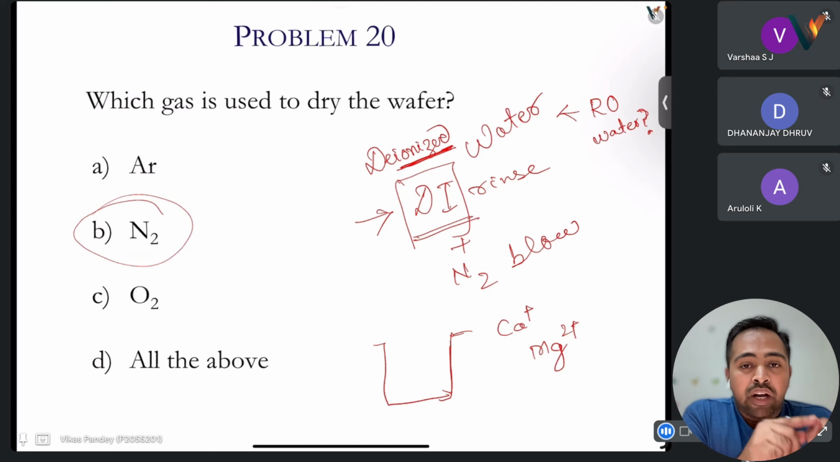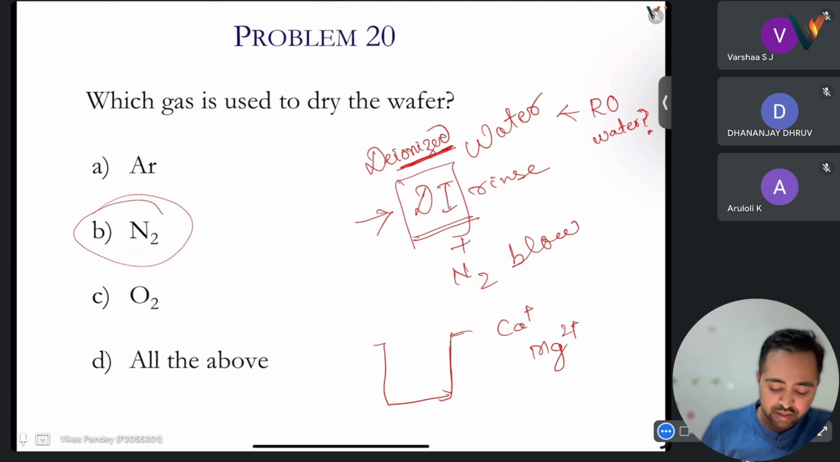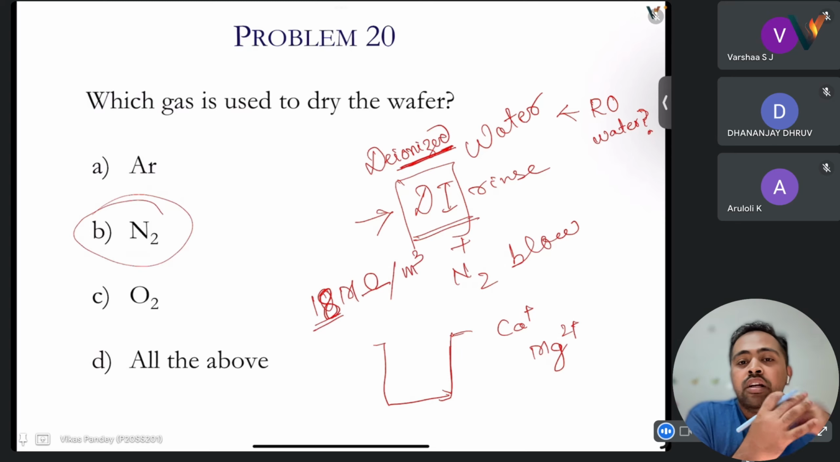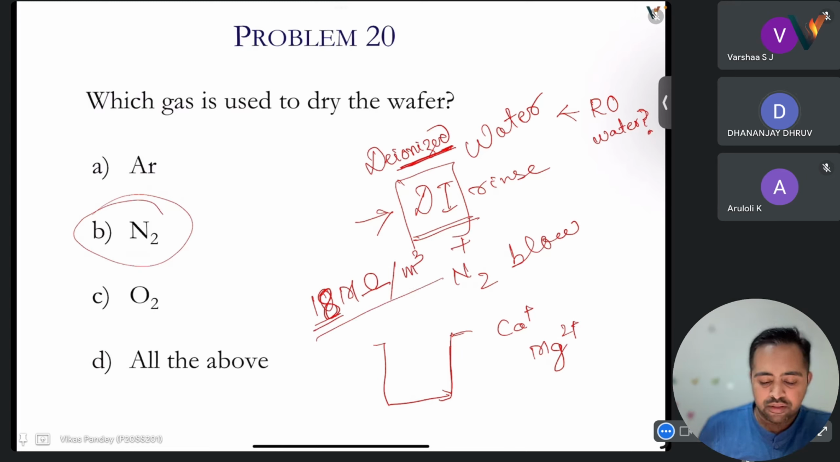That there should be no ions. In fact, the resistivity of this water is considered to be 1 megaohm, like 10 is the normally accepted value, but ideally it should be 18 megaohm per meter cube. This is the resistivity of deionized water. Fine. Any doubts still here?